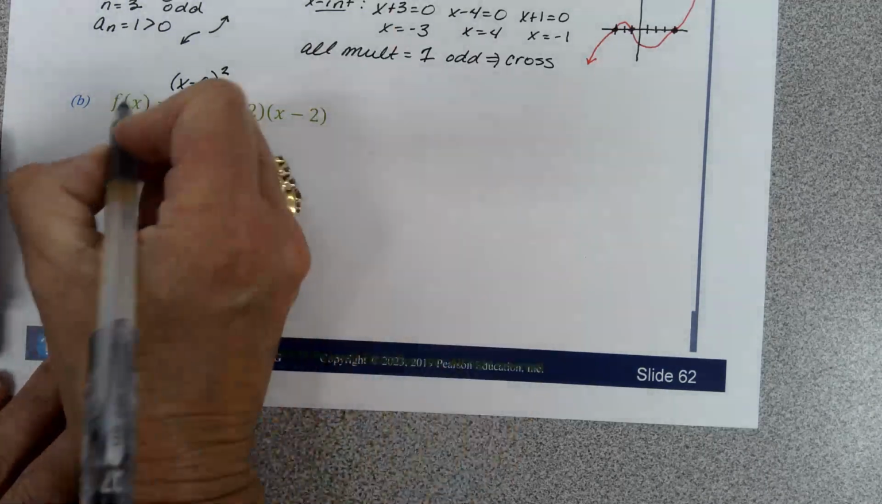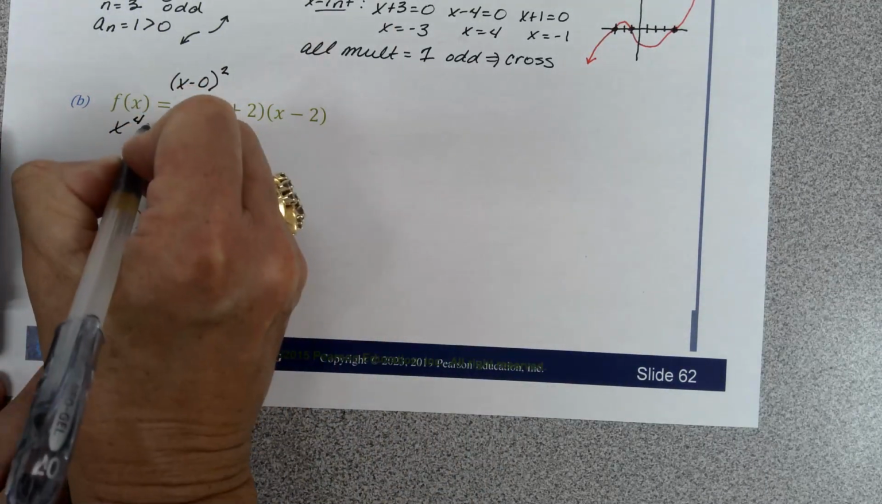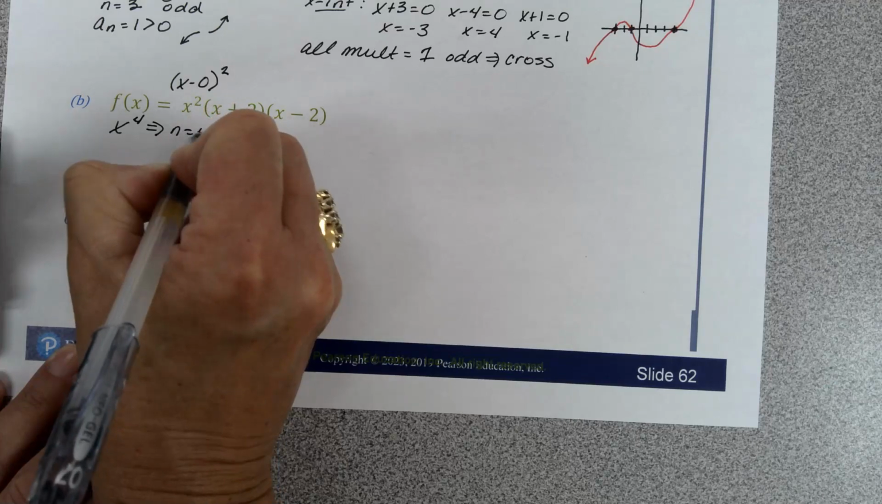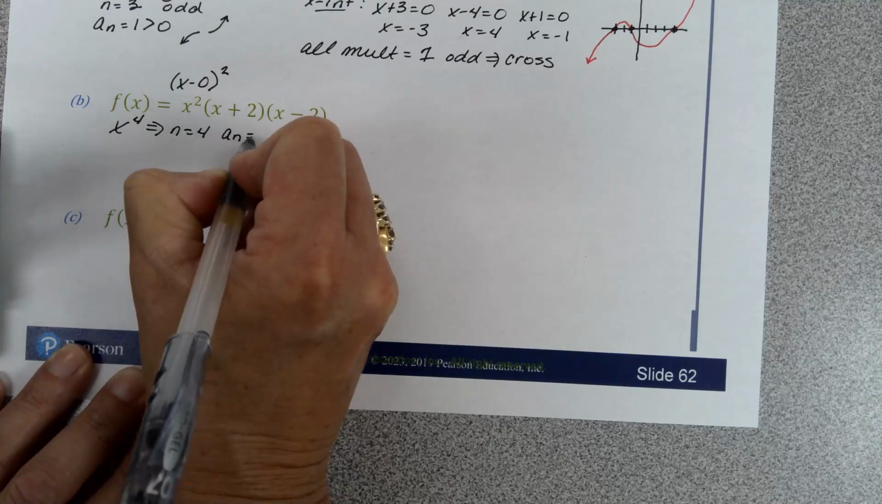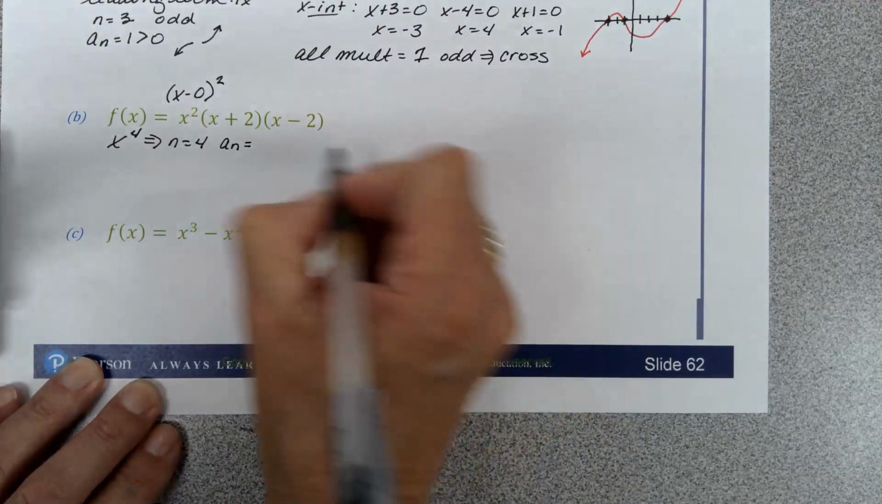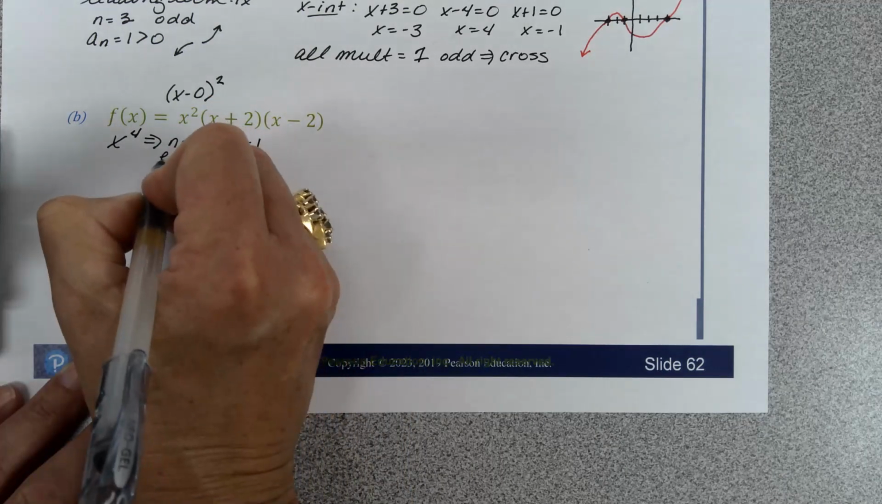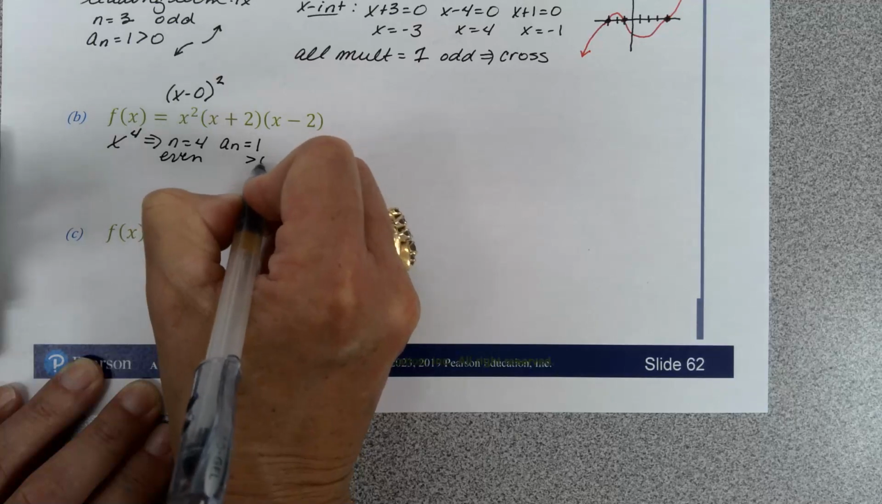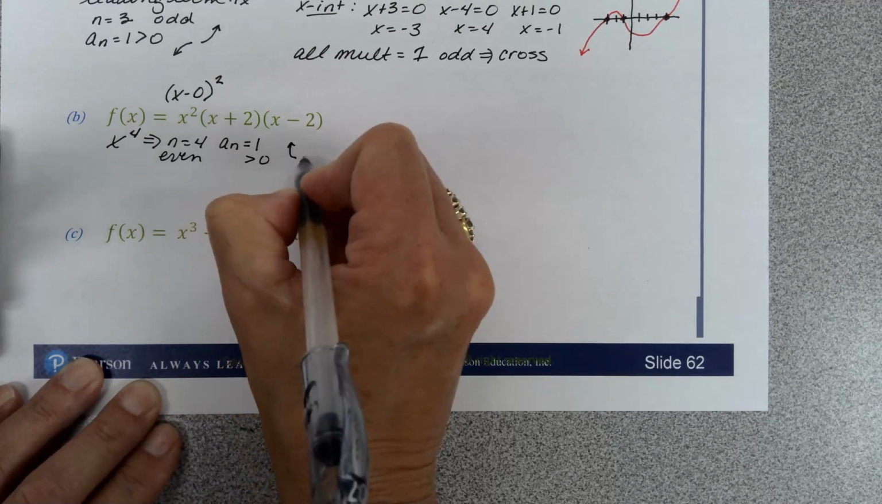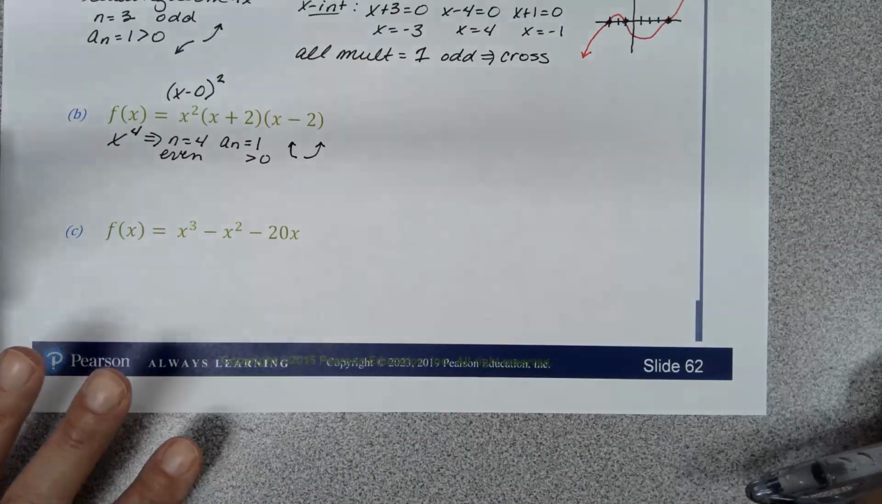Good. So my leading term is x to the 4th. My n is 4. My a sub n is what? It's just a 1 again. There's like a 1 out front. Since n is even and a sub n is positive, my end behavior rises to both sides.